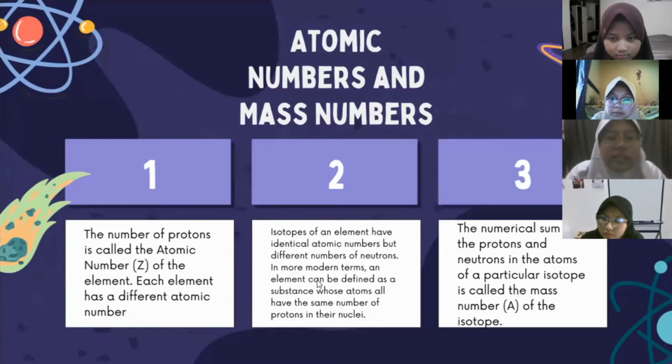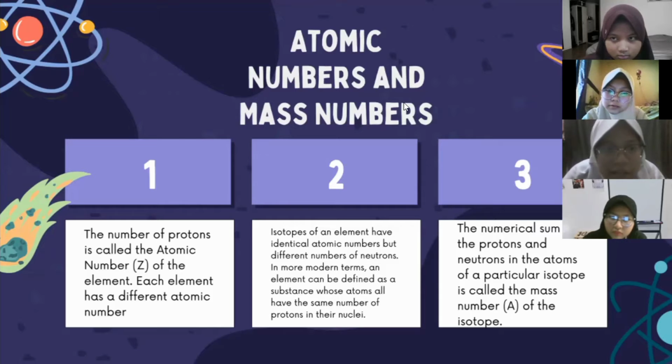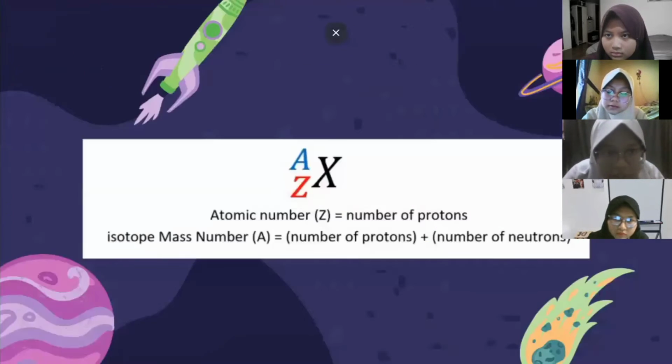Okay, now atomic numbers and mass numbers. First, the number of protons is called the atomic number. The symbol is Z. Each element has a different atomic number. Second, isotopes of an element have identical atomic numbers but different numbers of neutrons.